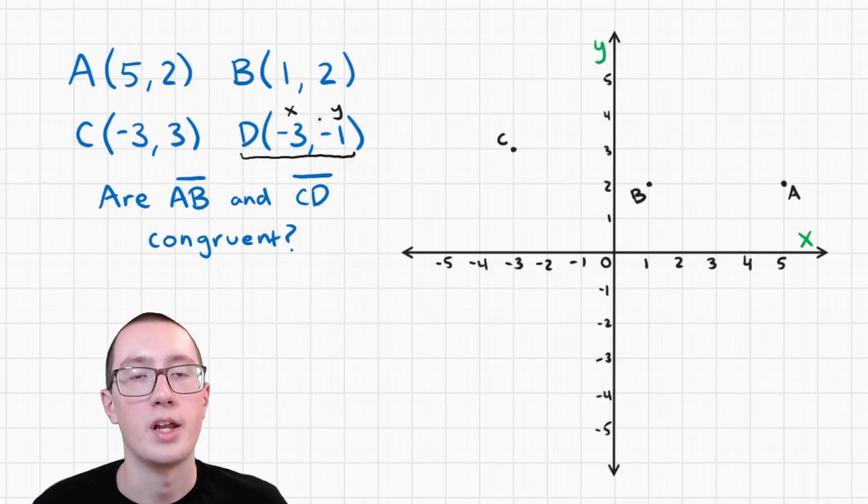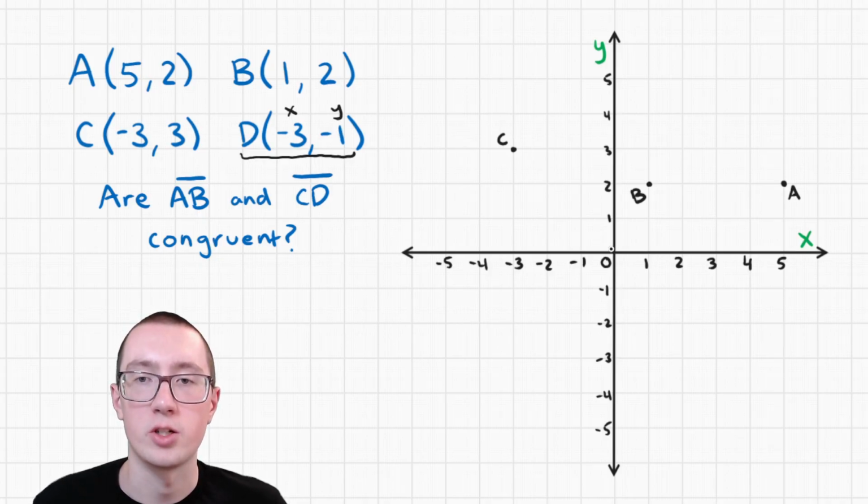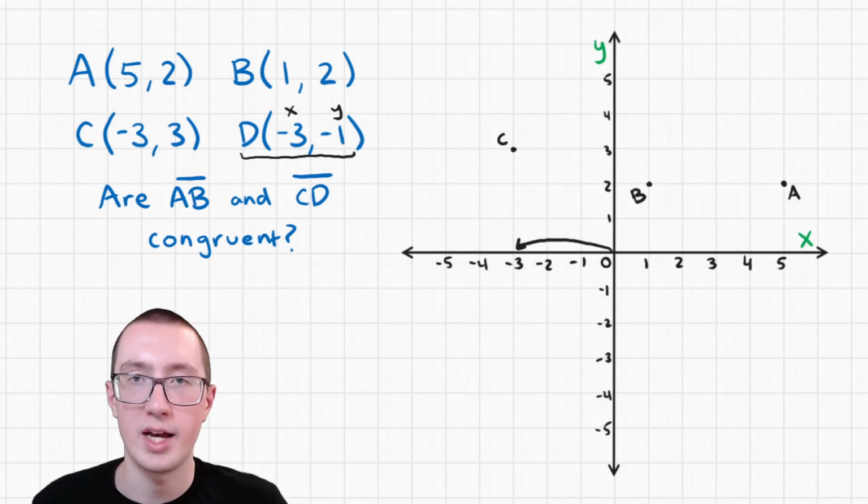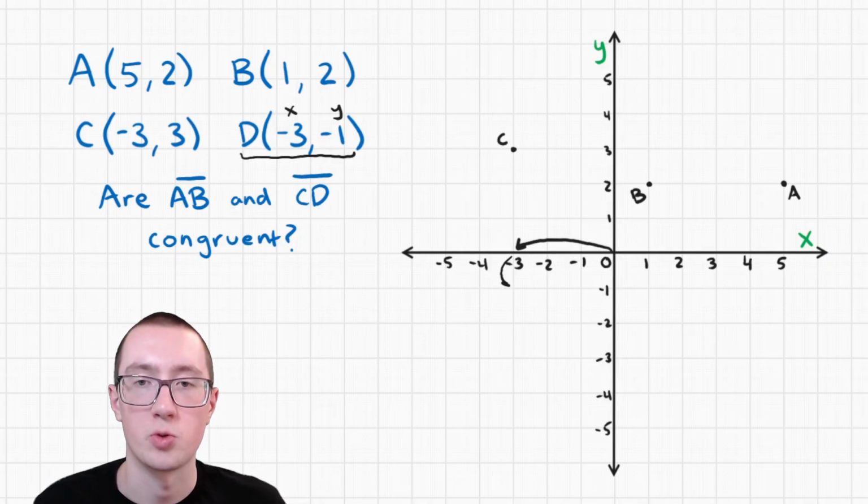So they're both negative. -3 is our X, which means we need to go 3 squares to the left, just like before. And then -1 for Y. Remember, Y is up and down. So when you have a negative Y, that means you need to go down. So we'll be going down 1 square. And we'll put our point right here, and we'll call it D.